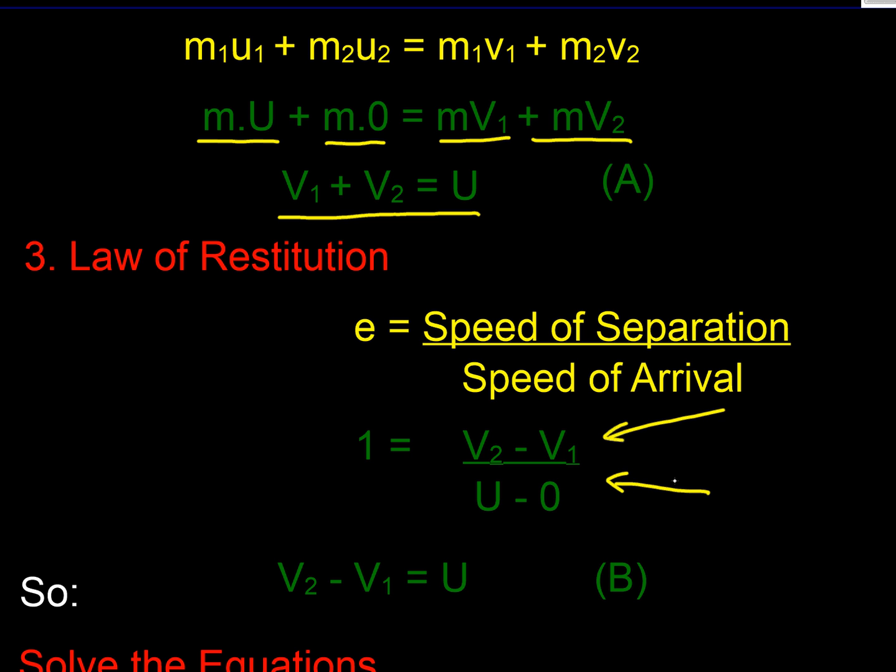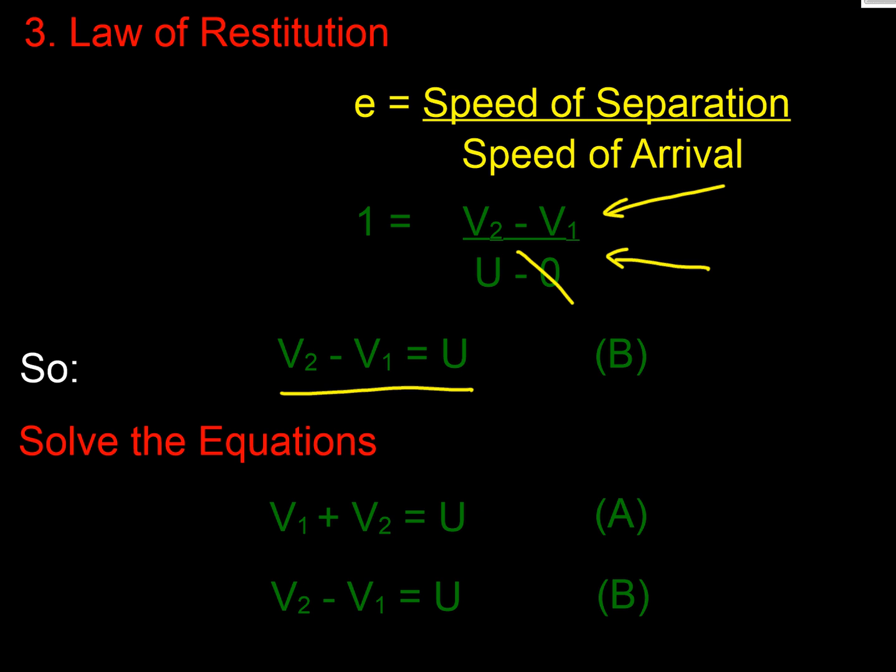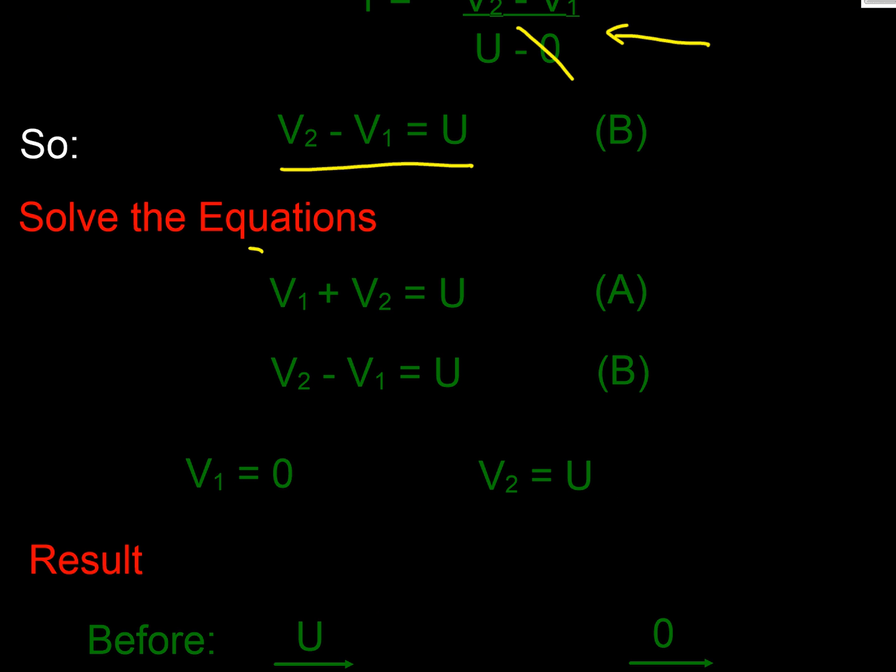And if I just take this equation, of course, we can ignore that there. So I've got v2 minus v1 over u. If I multiply up by u, I've got my second equation, v2 minus v1 equals u. Okay, so I've got two simultaneous equations here: v1 plus v2 equals u, and the second one is v2 minus v1 equals u.